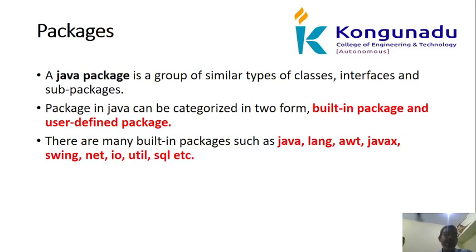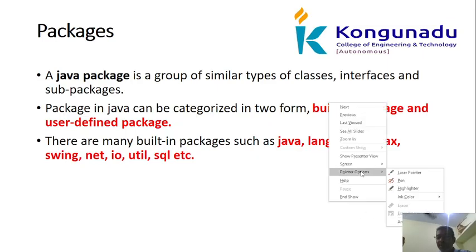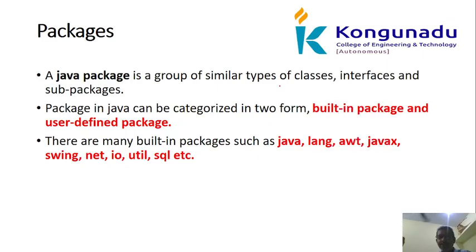A Java package is a group of similar types of classes, interfaces, or sub-packages. So it is a group of similar classes, interfaces, and sub-packages. There are two categories of packages. One is built-in packages, and the other is user-defined packages.